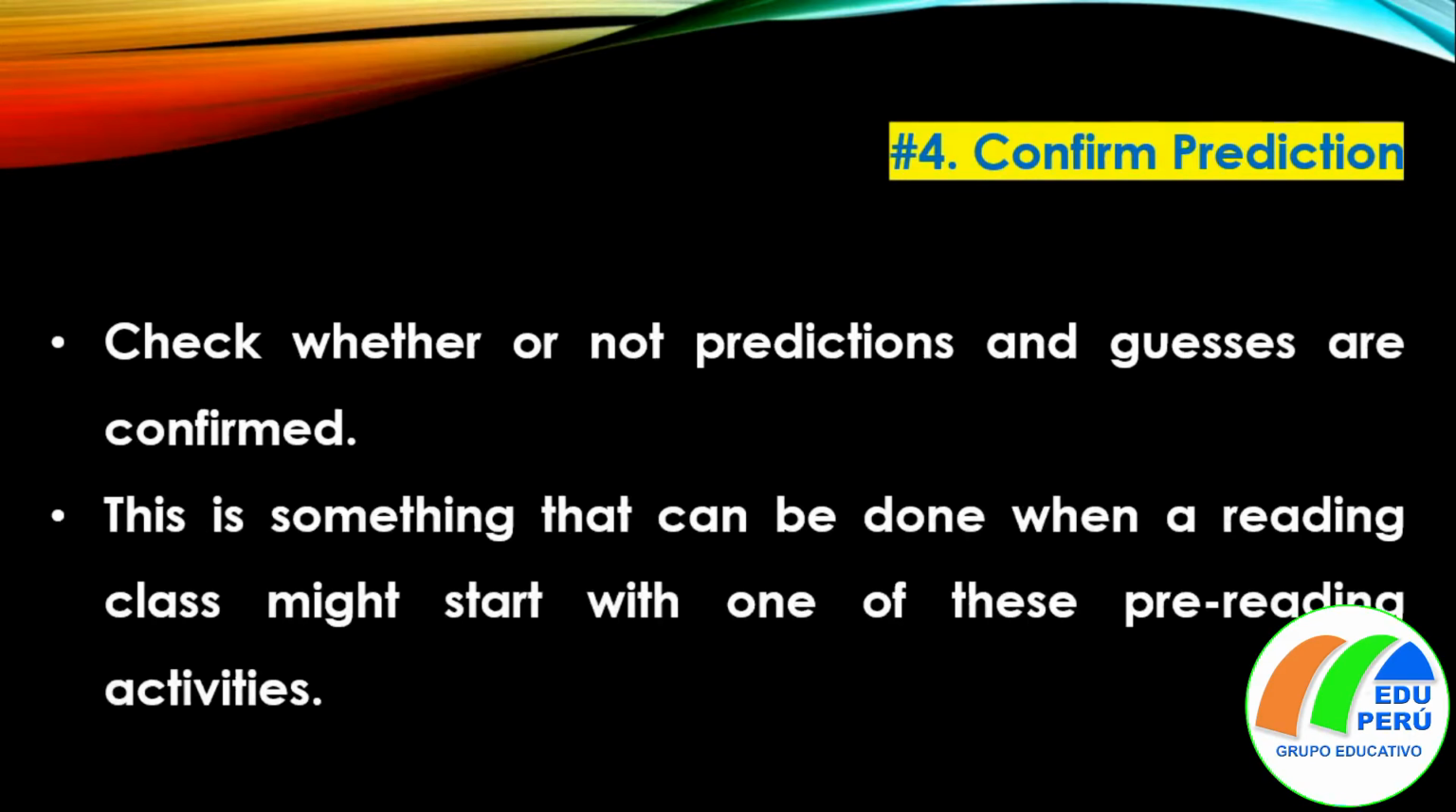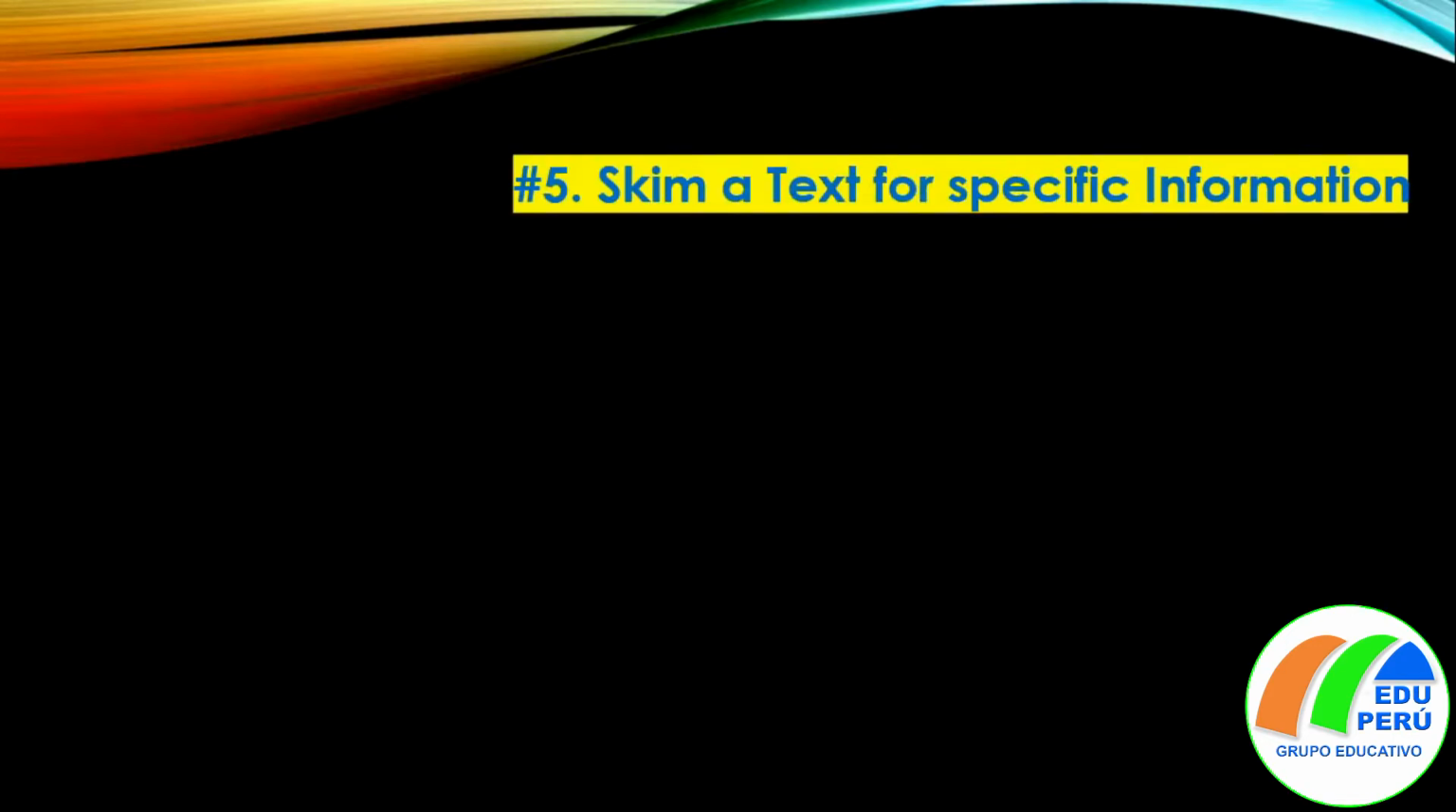This is something that can be done when a reading class might start with one of these pre-reading activities. Remember the pre-reading activities that we have seen before? You show pictures to your students and they make guesses about what the topic would be. So now on this stage, you are going to confirm those predictions, those guesses. Another activity or strategy that we usually use here is skimming. Skim a text for specific information.